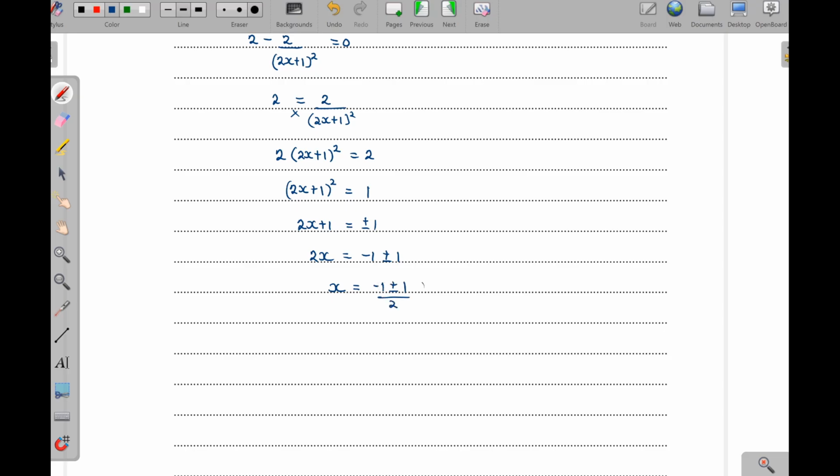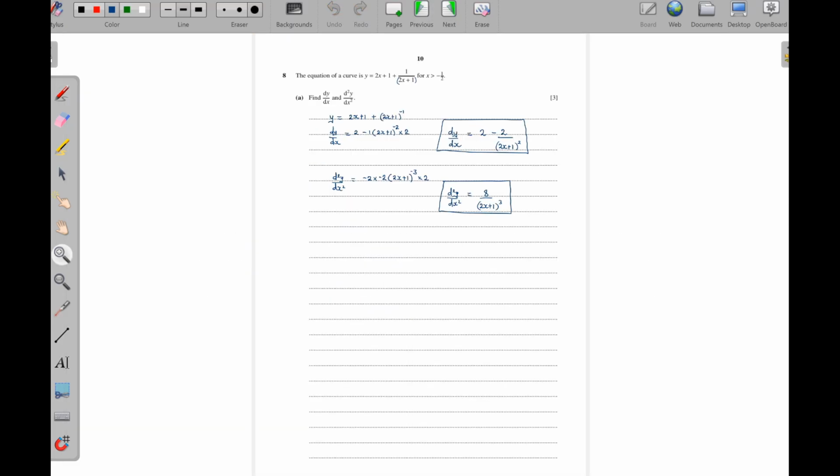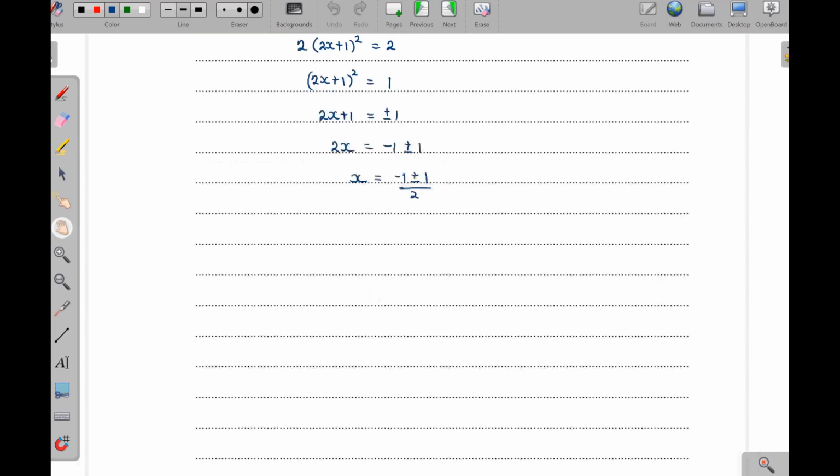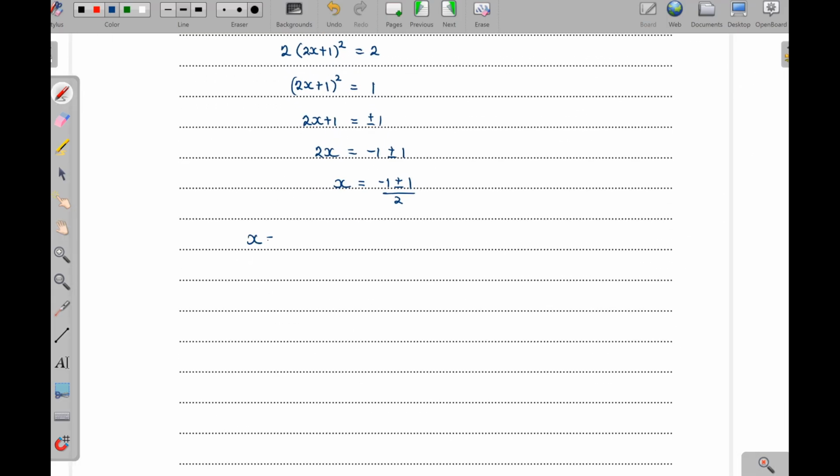So these are 2 x coordinates, but here they said x has to be greater than negative a half. So when we go back and check here, the two x values are: x equals (-1 minus 1) over 2. What do you get? -3 over 2, no, what is this? This one is -1. Now, -1 is smaller than -0.5, so this one we shall reject. We shall take x equal to (-1 plus 1), which will be 0 over 2.